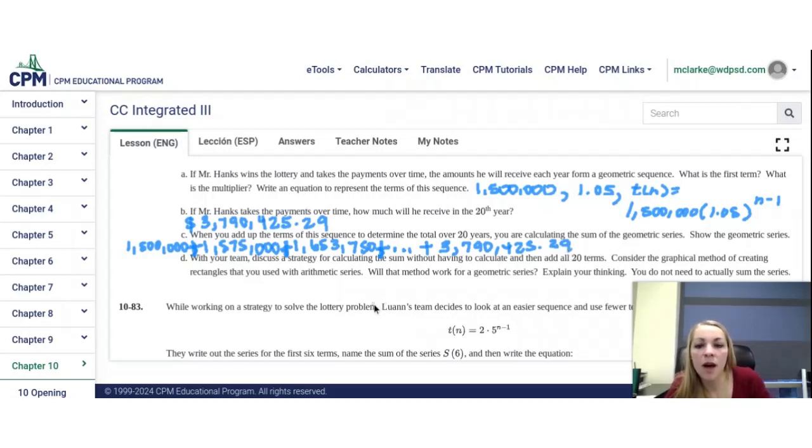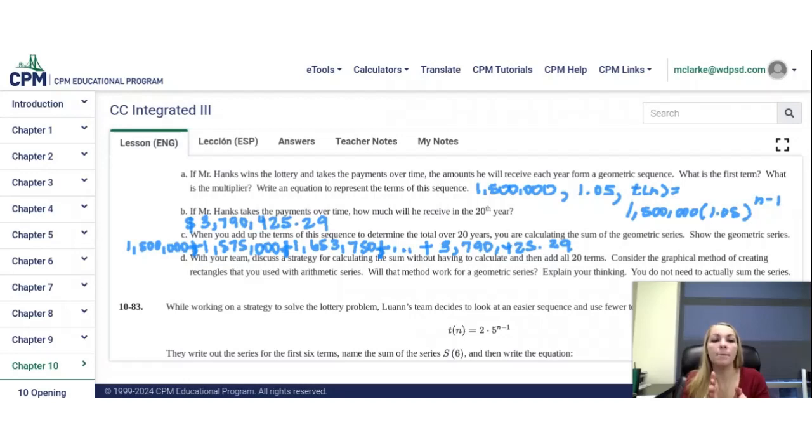Okay, so with your team, discuss a strategy for calculating the sum without having to calculate and then add all the 20 terms. So this would take a very long time again because I need to keep multiplying by 1.05. And then once I do that, I have to add these 20 terms up. Okay? So it says, consider the graphical method of creating rectangles that you used with arithmetic series. Can we do this with arithmetic series?